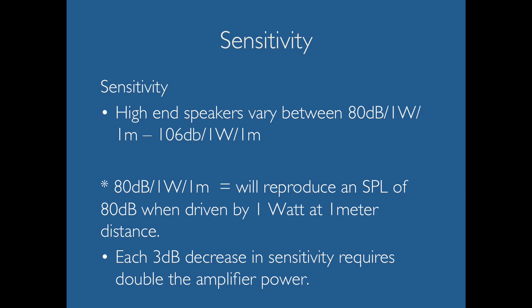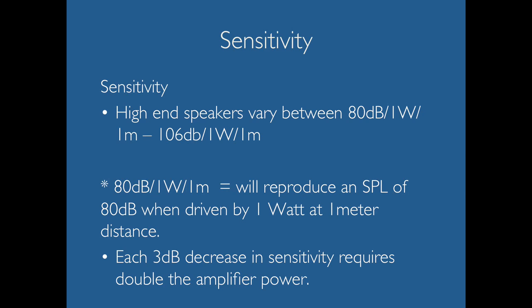Basically, just to sum it up here, I've put that an 80 dB, 1 watt per 1 meter speaker will reproduce an SPL, or sound pressure level, of 80 dB when driven by 1 watt at 1 meter distance. So that tells you the sensitivity of that particular speaker at a very fixed distance.